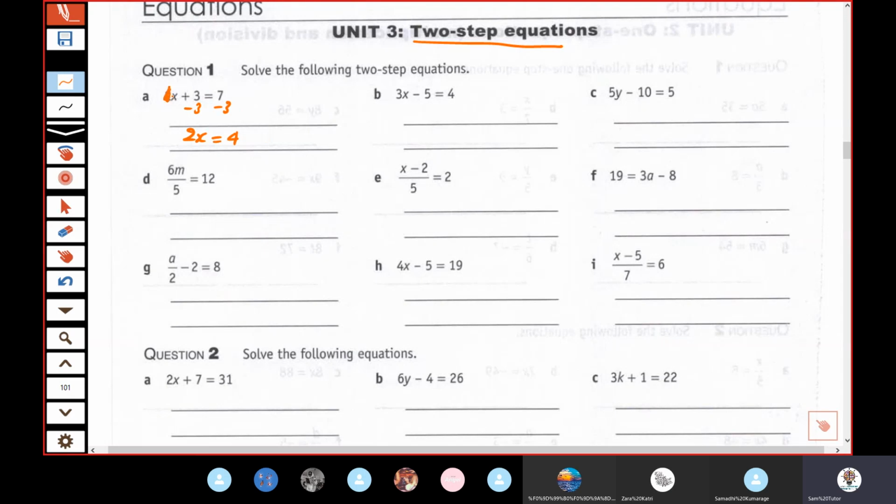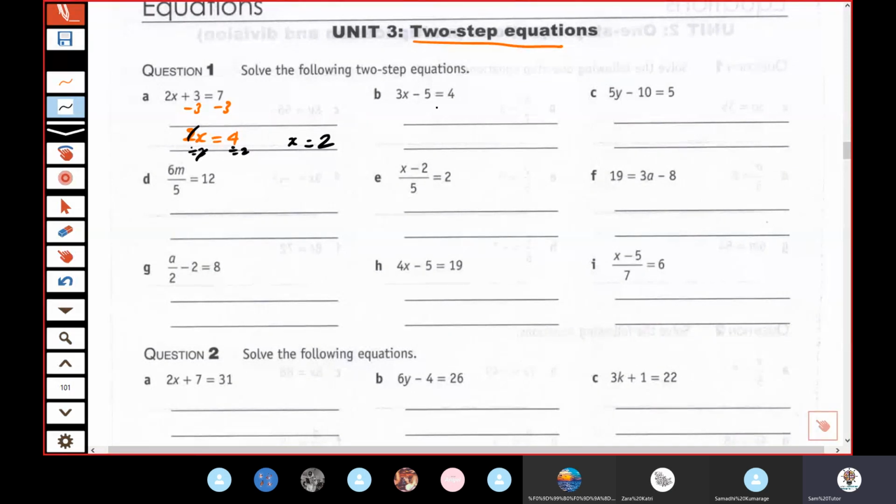Before, the questions were like this: x plus 3 equals 7. So therefore you just wrote x equals 4 and you were done. That was 1 step. Now with 2 steps, you're going to be left with 2x, which equals 4. Then at this stage, you look at this 2x. How do I get rid of the 2? You divide it. And then you're left with x equals 4 divided by 2, which is obviously 2.